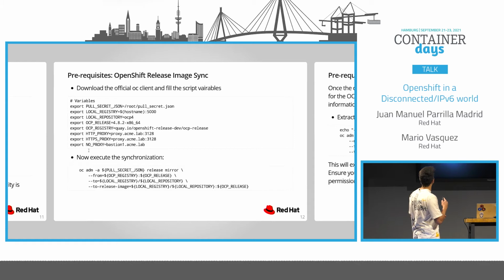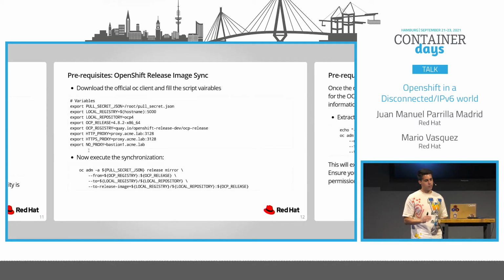And then we have the OC command line tool that has built-in mechanisms to run the image synchronization. So as you can see in the command below, it's as easy as running oc adm, I want to run a release mirror. I'm mirroring from quay.io, whatever, to my local registry, okay? And to the release image, whatever. So basically, you're defining what you are getting from Quay and where you are putting that on your internal registry so you can consume it later.